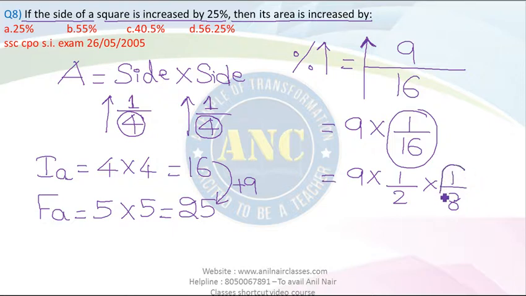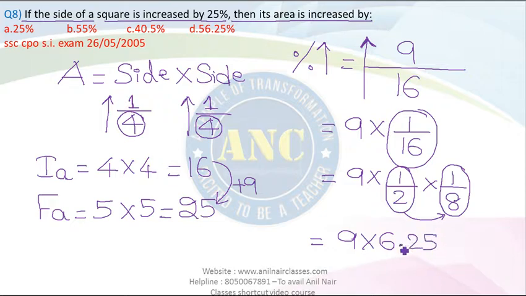Can I say that 1 by 8 is 12.5? Half of 12.5 is 6.25. That means 9 into 6.25 percentage should be the answer. I don't need to actually calculate it because from the answer options I can directly solve it. 9 into 6 is 54. Answer should be greater than 54 because the value here is 6.25, which is more than 6. So the first option 25 is ruled out. Third option 40.5 is ruled out. Either it should be 55 or it should be 56.25.